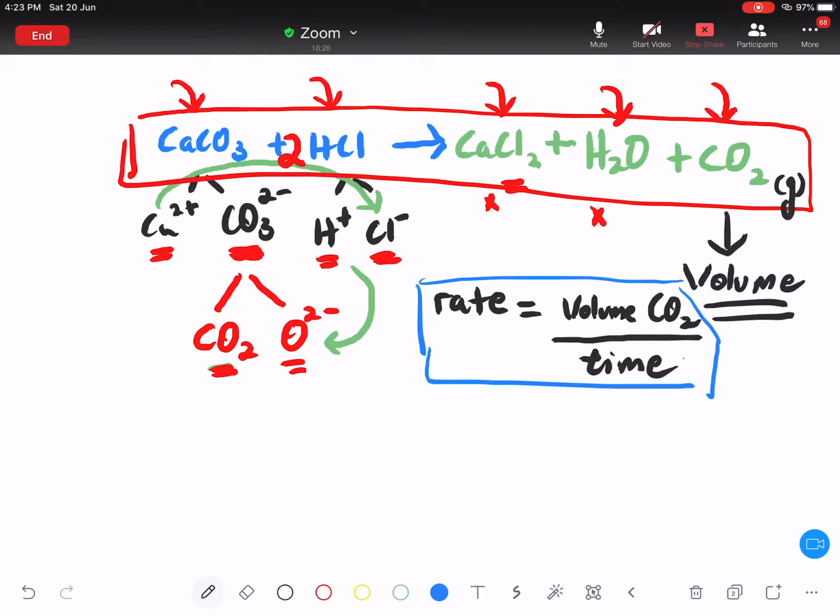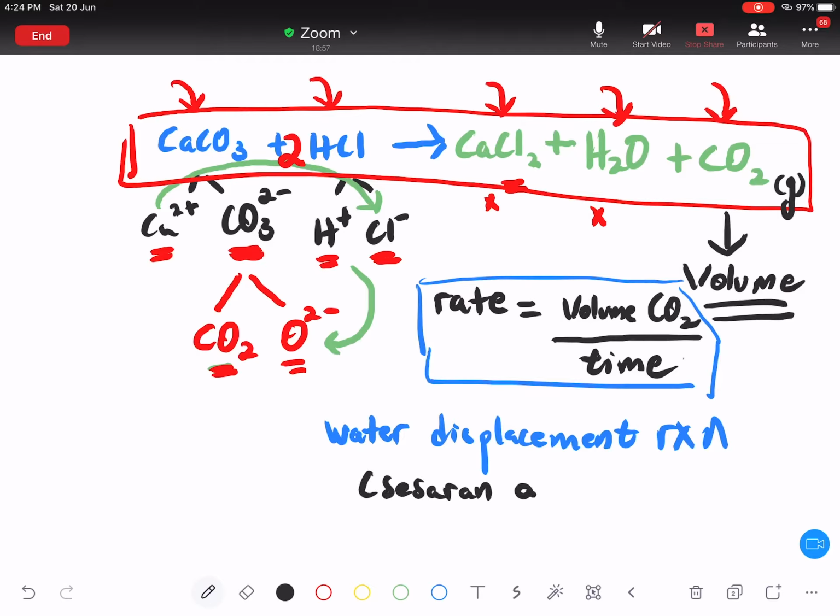Okay, so this is how you do it. Guys, tetapi eksperimen ni ada nama dia. Eksperimen ni dipanggil water displacement. Water displacement reaction. Dalam bahasa Melayu, sesaran air.